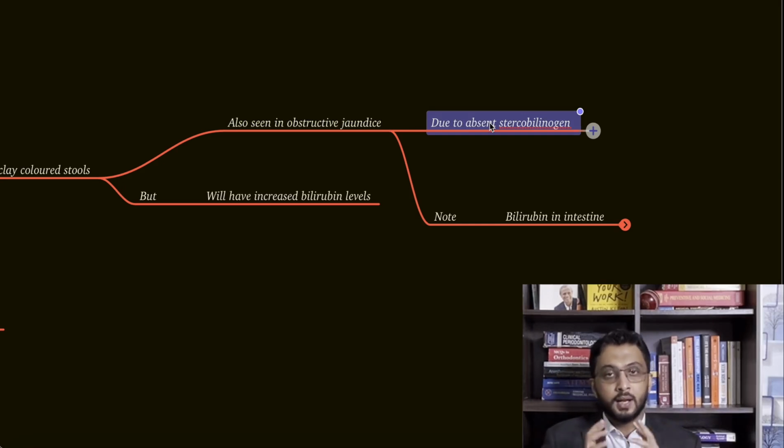Now what gives the brown color to the stool? It is the stercobilinogen or stercobilin. If there is stercobilin, which is normally there in your stools, you get brown color. If it is not there, you get the pale color. So now what happens?